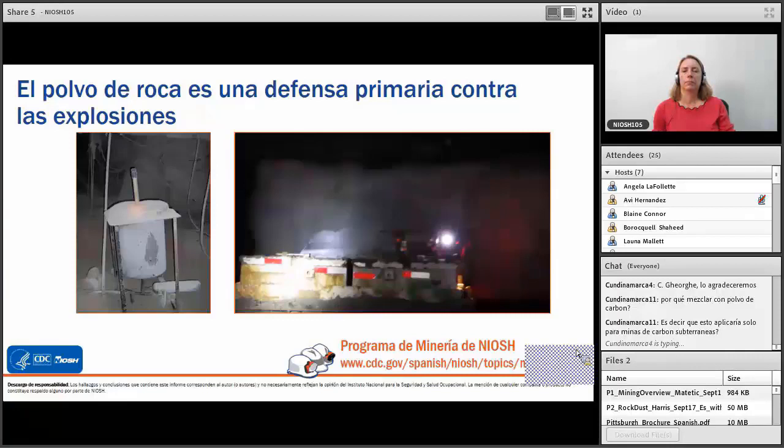Cundinamarca 11 says, does this mean that this would be applied only for underground coal mines? Yes. Because you have the confinement in underground entries to propagate an explosion.